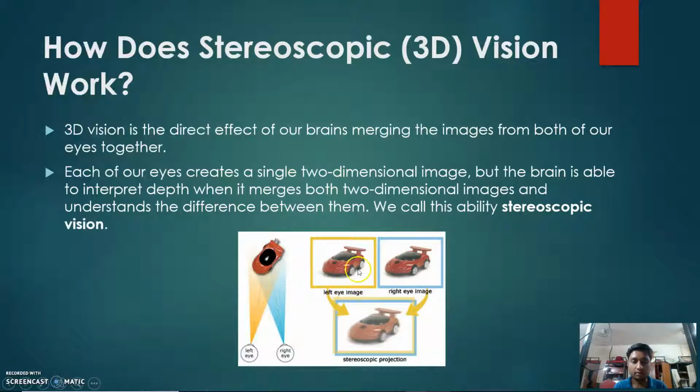Here is an example where we can see the picture of a car taken by the left eye and the picture of the same car taken by the right eye, and when we combine both images, we create a stereoscopic projection of that image, which is a 3D projection.